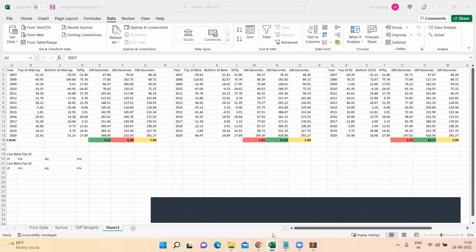What we are doing so far is equal weight. So we start with 100. If it becomes 70, then we'll invest 70. That is 7 rupees each in stock. And if it becomes 182, we'll reinvest 18 rupees per stock.